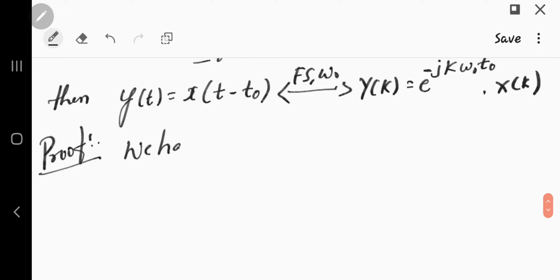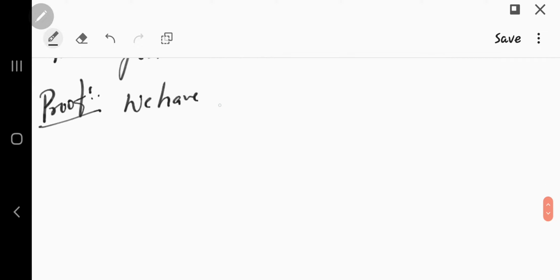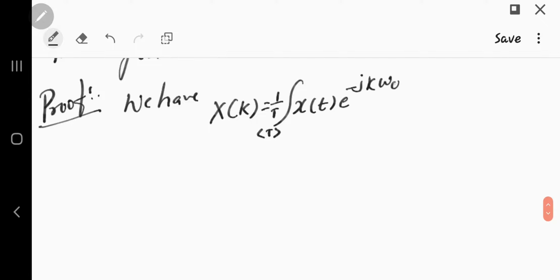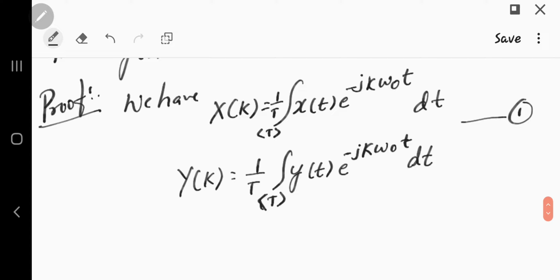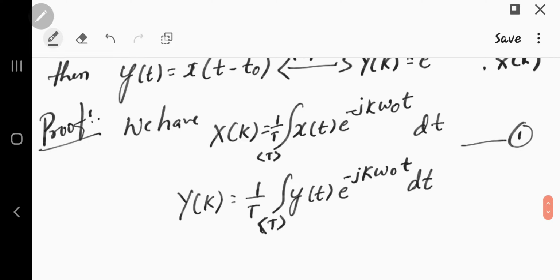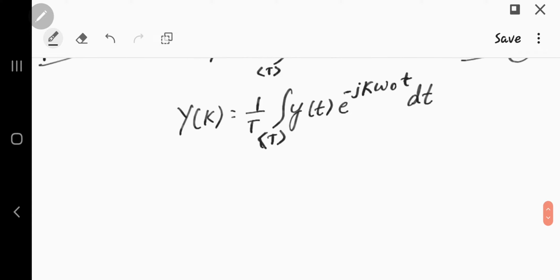So again these things we have to represent. So x of k is 1 by t integral of x of t e power minus j k omega naught t dt. So we call this equation 1. So then what is y of k? Y of k is equal to 1 by t for one particular duration, y of t e power minus j k omega naught t dt. So what is y of t? Y of t is x of t minus t naught.